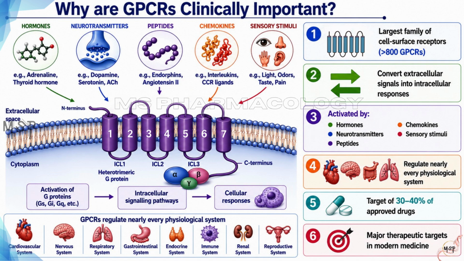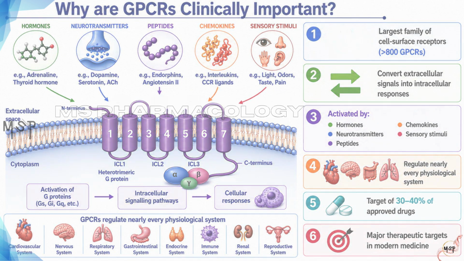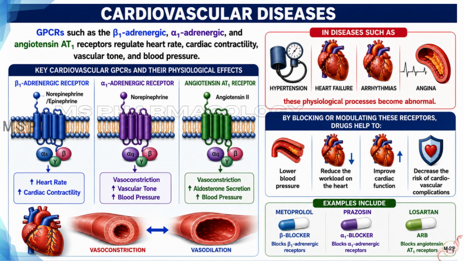GPCRs have transformed modern medicine by regulating virtually every physiological system in the human body. By selectively activating or blocking specific GPCRs, drugs can restore normal physiological function and effectively treat a wide range of diseases. Let us begin with the cardiovascular system.